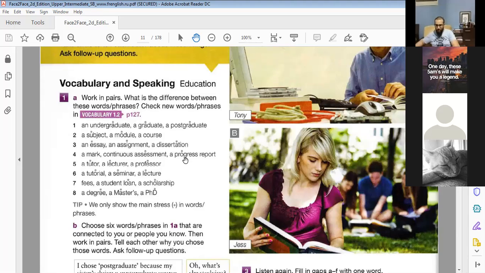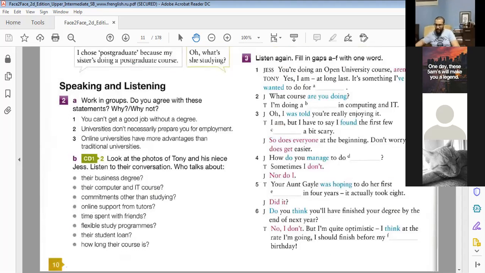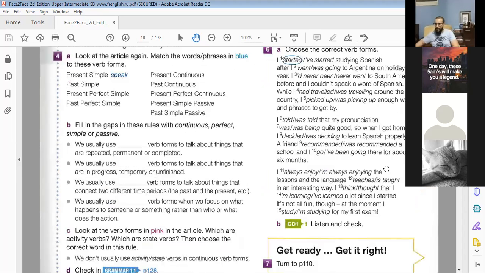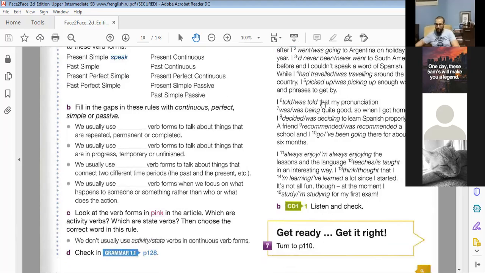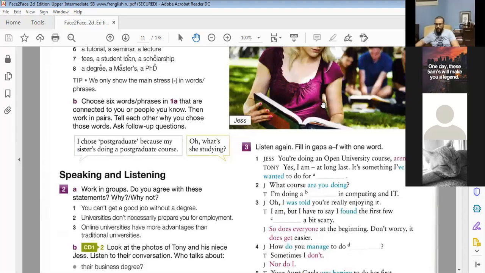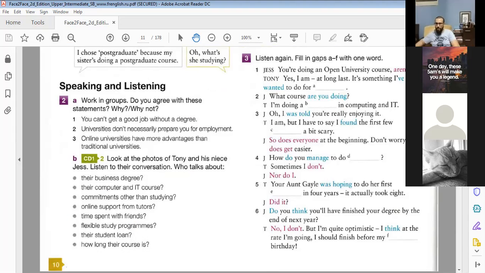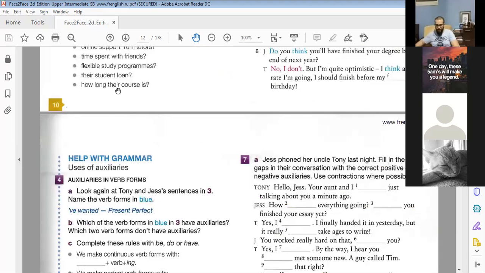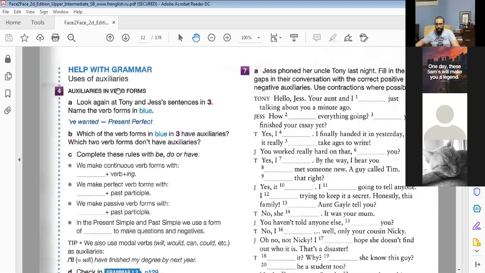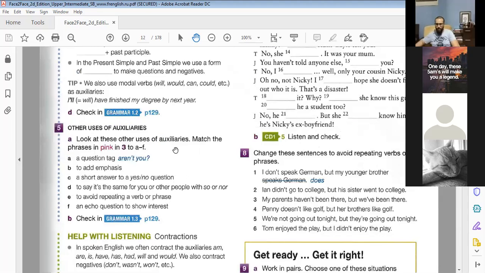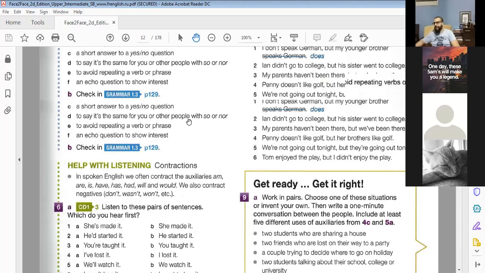If you look it up on your own, you'll probably find more interesting detail. Next lesson, we have some listening. We can also do the listening for this one to be 100% sure. You can also go back and listen to this. Then we have auxiliaries, and we'll talk a lot about auxiliaries in our next lesson.